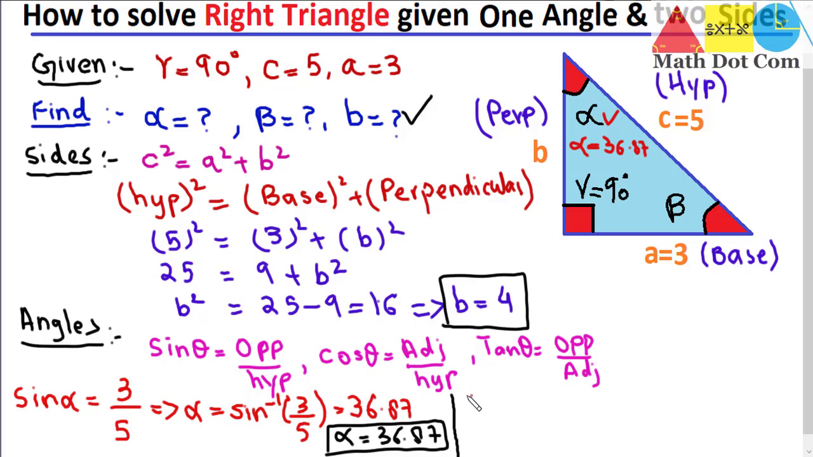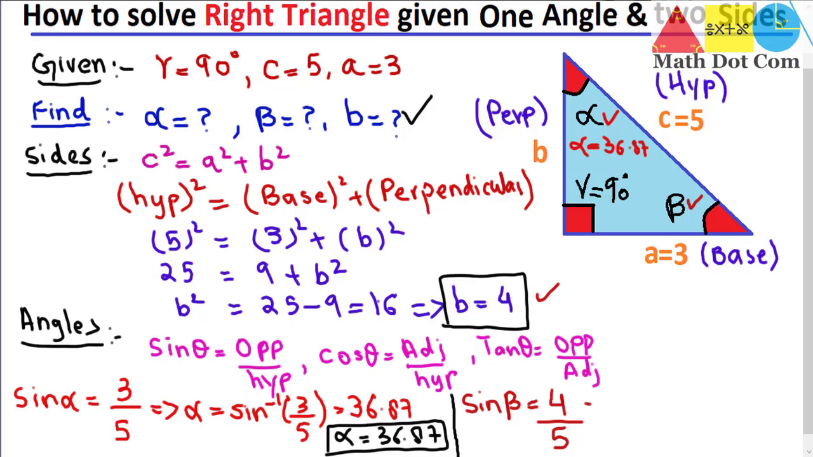So I'll again write here sine beta. Sine beta is the side opposite to this beta angle, which is B, and the value of B is 4. We have already found it, 4, divided by hypotenuse. Hypotenuse is 5. It doesn't matter which angle you are taking, hypotenuse will always be 5. So 4 divided by 5.